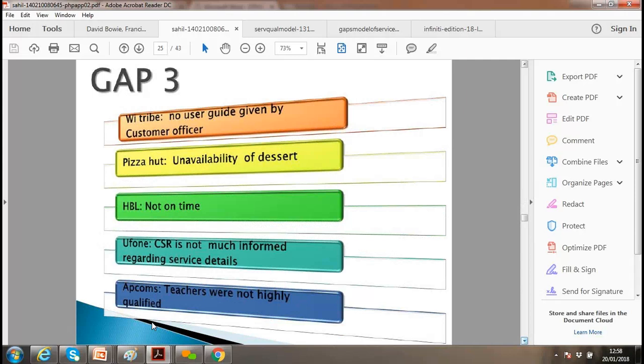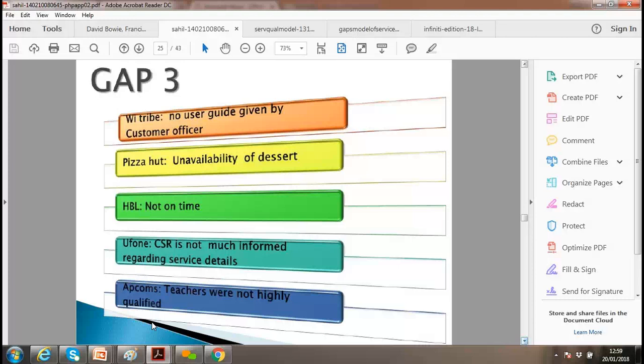So then, no user guide. They gave the USB, but they did not give the user guide with it, the small manual. So then that is a gap, how the people will operate it. Pizza Hut, unavailability of the dessert. HBL, not on time, so no on-time delivery. The phone company, CSR, corporate social responsibility, does not match. They're not socially responsible, not paying the right salary. They're paying less. And Upcom, teachers are not highly qualified.